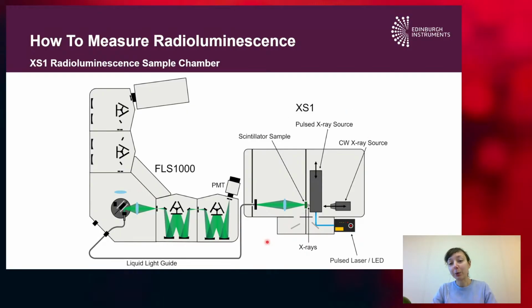So I mentioned we have pulse and CW sources. It's important to note that the pulse source is going to allow time-resolved measurements if your spectrometer is equipped for time-resolved PL. So with something like a time-correlated single photon counting or TCSPC upgrade. If your spectrometer doesn't have this capability, it can be upgraded.